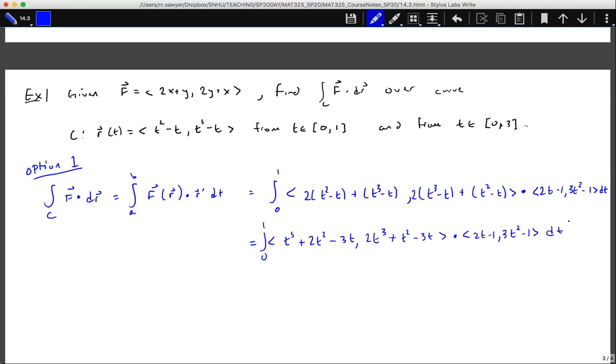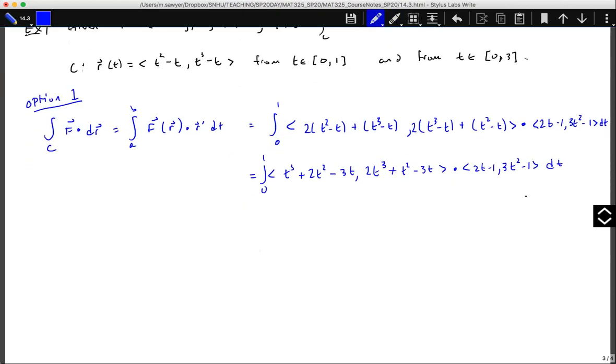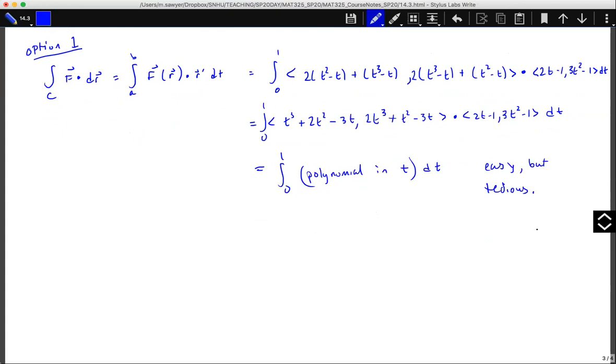And this is just a huge polynomial. So when we dot these components, we'll get the line integral from 0 to 1 of some polynomial in t with respect to dt. And this is easy to solve, but it's tedious. So it's just some algebra, easy but tedious, and it's not terribly interesting. For this particular problem it's not too hard, but let's look at a different option.